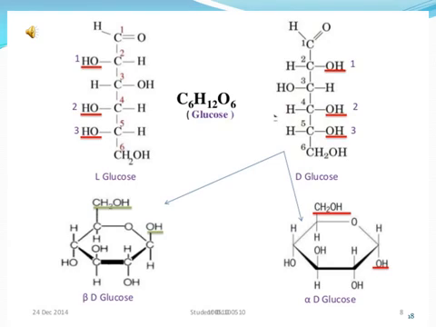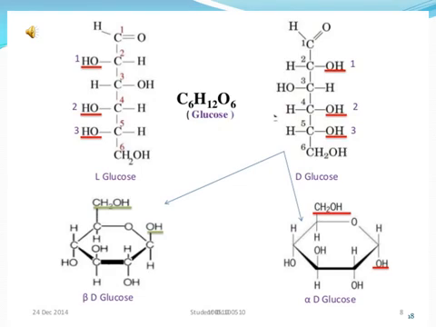In solutions, the open chain form of glucose, either D or L forms, exists in equilibrium with several cyclic isomers, each containing a ring of carbon closed by an oxygen atom. The D-glucose can exist in two forms. One is alpha D-glucose, which you are seeing on the right side, and the second is beta D-glucose, which you are seeing on the left side in the slide.